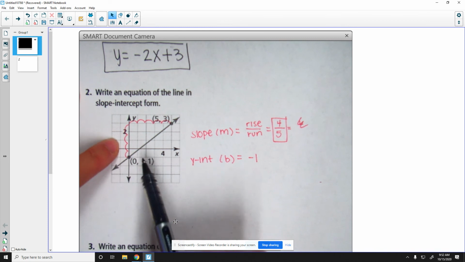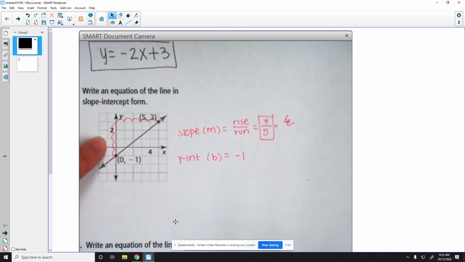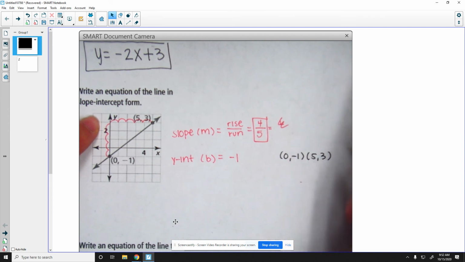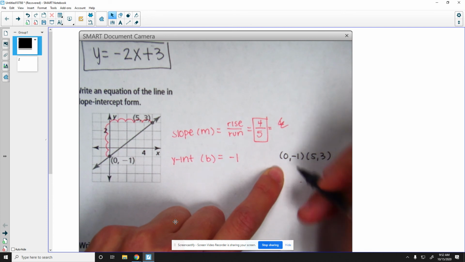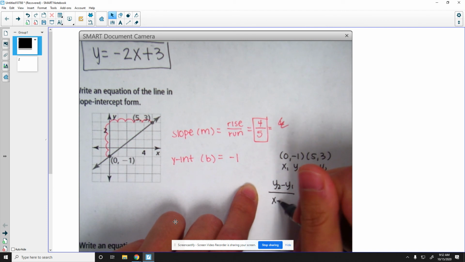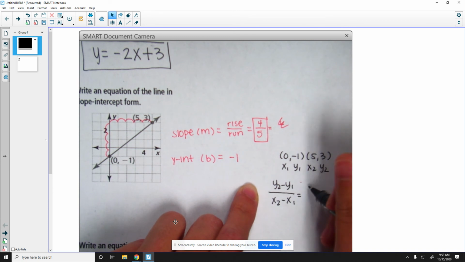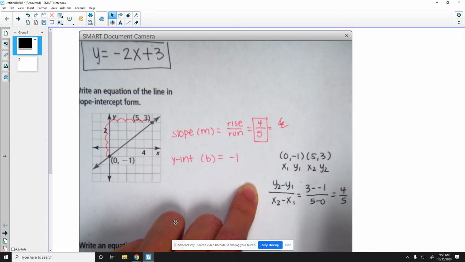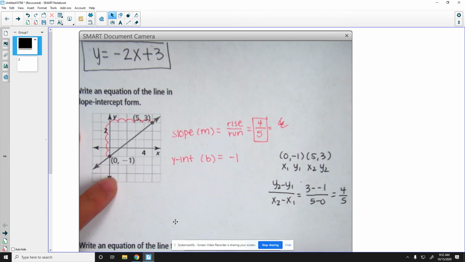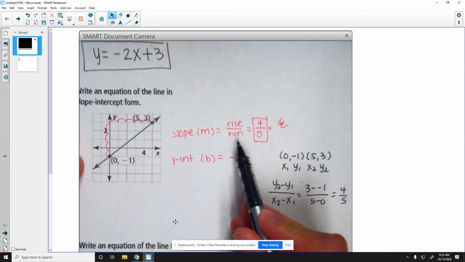If you did not want to do it Ashlyn's way, you just had a brain fart and you're like, oh, I don't remember rise over run. Remember, you can always go 0, -1, 5, 3. You don't have to write this down, but this is another way to find slope. x1, y1, x2, y2. Remember, y sub 2 minus y sub 1, divided by x sub 2 minus x sub 1. 3 minus -1, 5 minus 0, that's still 4/5. You still get the same answer. There's many, many different ways to find slope. You don't have to do it this way if you don't want to.